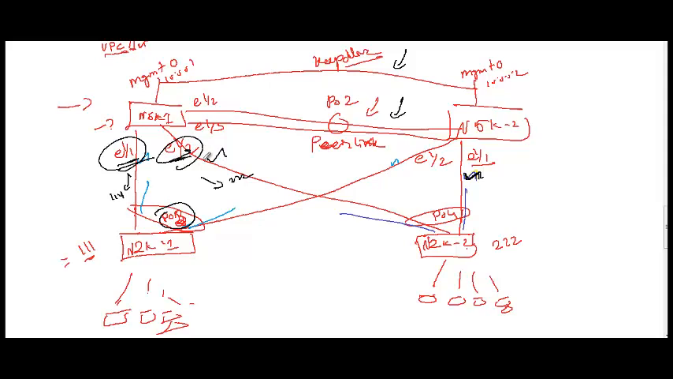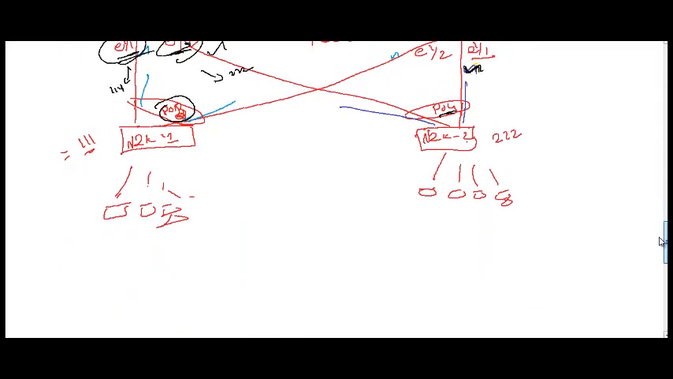Ethernet 1/2 should be a member of port channel 4. So this is something we need to remember and configure. The configuration will be similar on both sides, so I'll show it on one side. It will be the same on the other side.